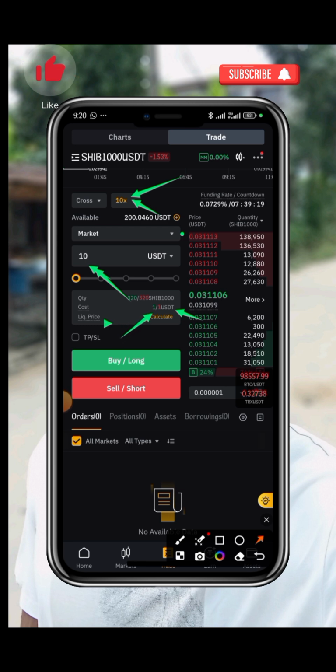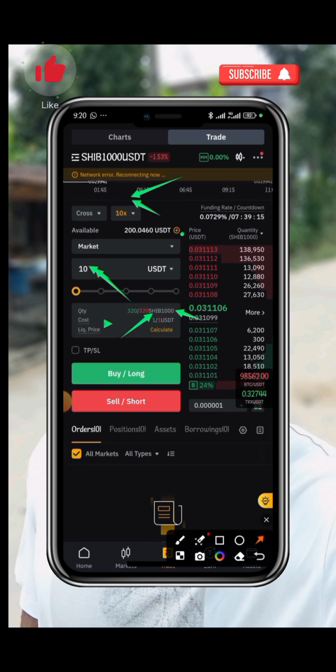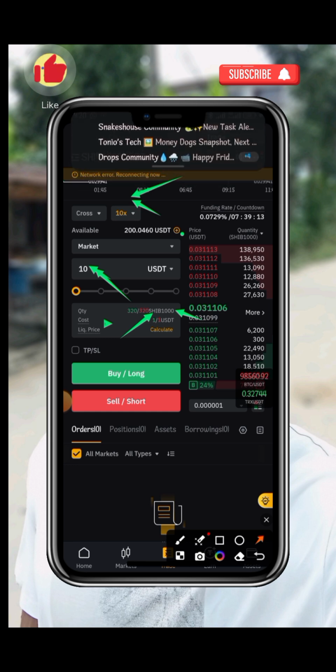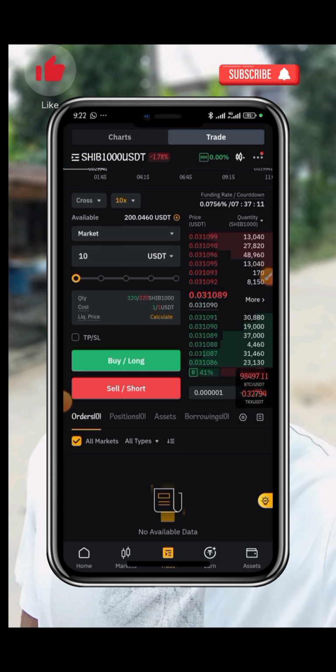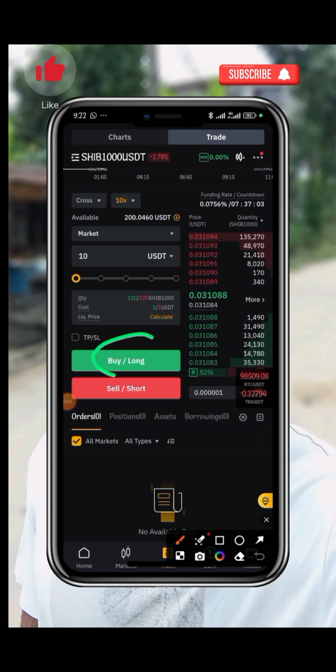Can you see it, guys? The cost of this trade is 1 USDT. That's 1/1. It's equal to 1 USDT. It means I am entering this trade with only 1 USDT on 10x. So that's that about leveraging. By the time you have done that, the next thing to do is to click on buy long.